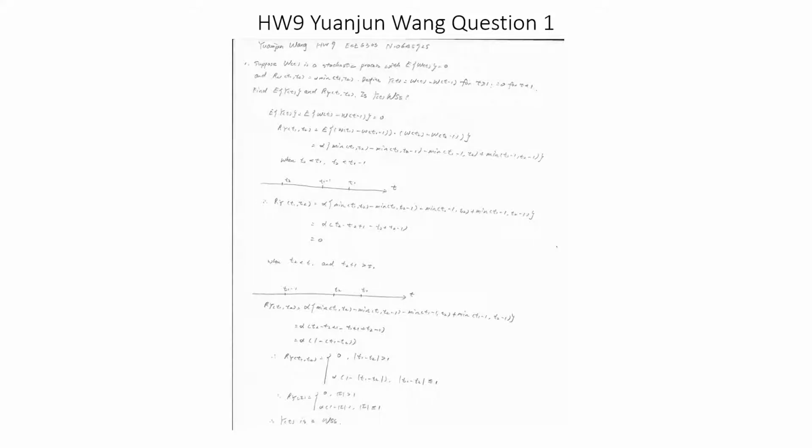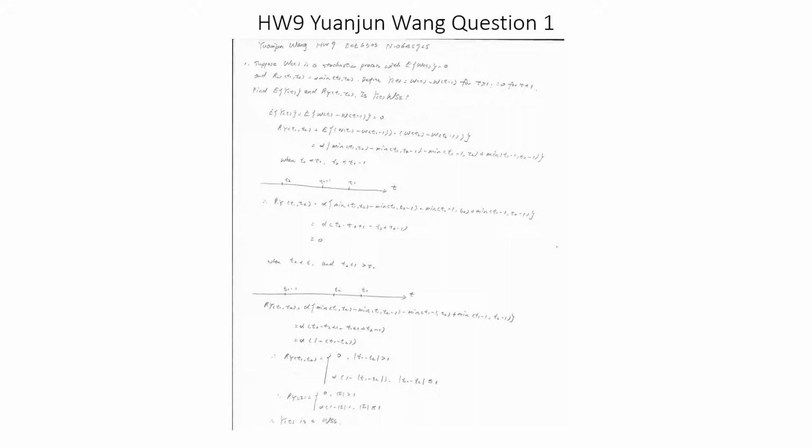Homework 9, question 1. Suppose that W(t) is a stochastic process with expected value E[W(t)] = 0, and R_W(t1, t2) is equal to alpha times the minimum of t1, t2. Also define that Y(t) is equal to W(t) minus W(t minus 1) when t is bigger than 1.